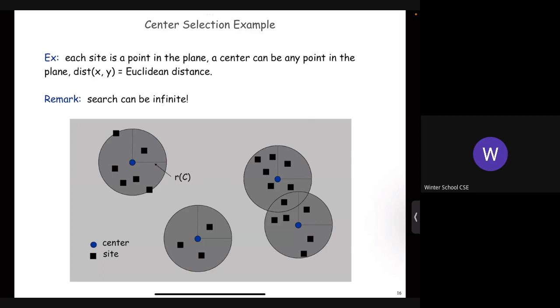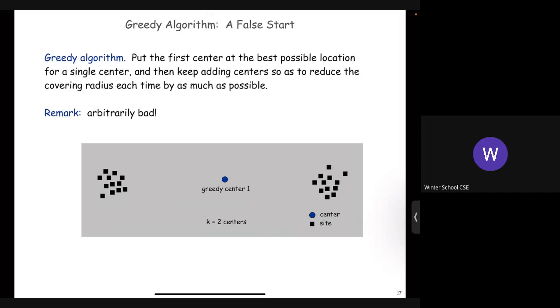And here's a bad greedy choice. What is a bad greedy choice? At any point of time, you try to minimize the... Yes? No, I'm working in a metric space. This is just an example.